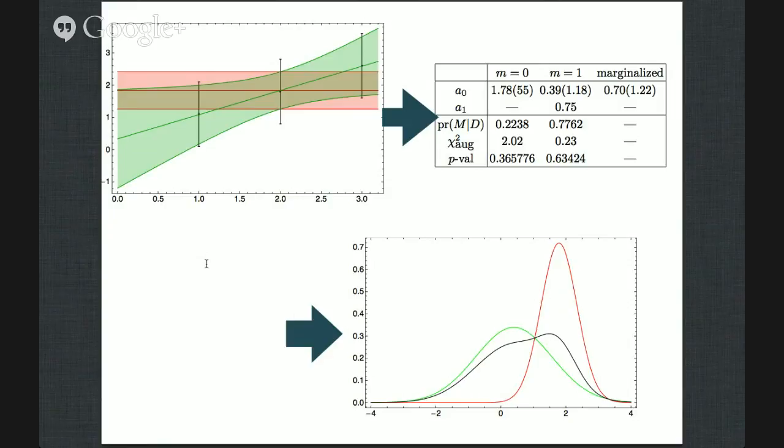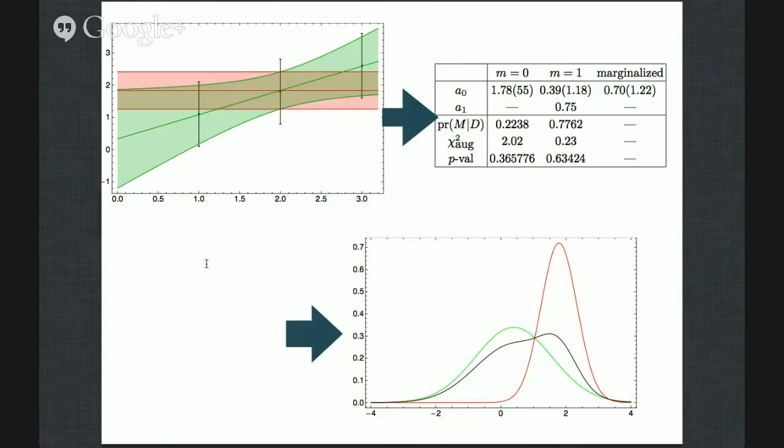And these are the actual probability distributions corresponding to this, just so you can see. That's just sort of taking the left edge of this plot here. So green is the linear one, red is the constant, and you can see what you get when you do this weighted sum is this black, funny-shaped probability distribution, which is the joint probability marginalizing over your choice of model here.